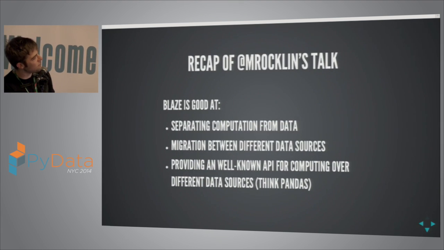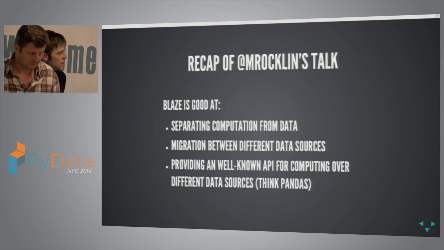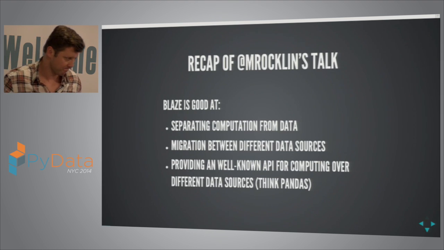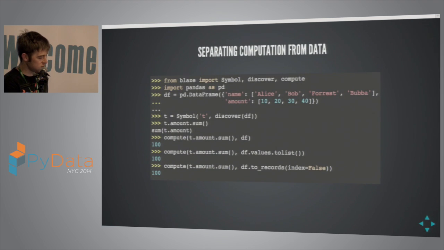So just a recap of Matt Rocklin's talk. Blaze is good at separating computation from data, migrating between different data sources, which he didn't talk about a lot. We'll see a couple examples of that, and providing a comfortable API that fits in your head, sort of in the manner of pandas. Okay, so just a couple examples.